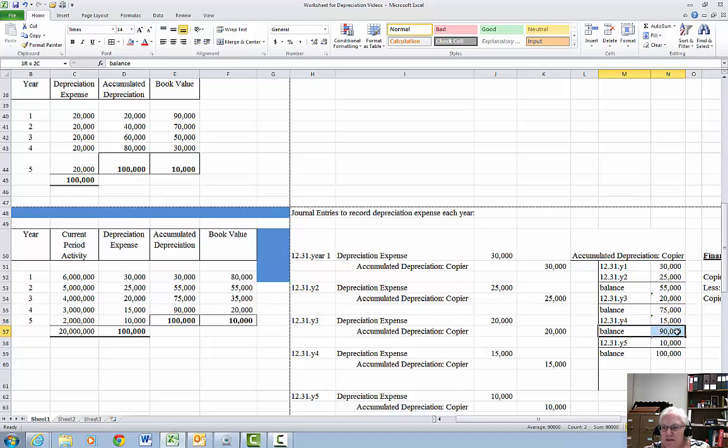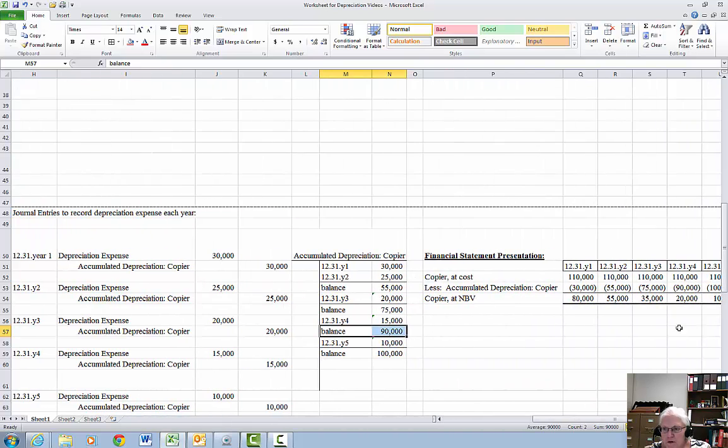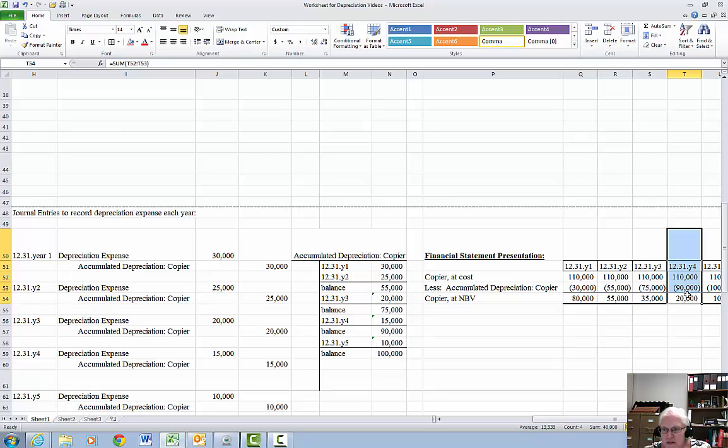So now my balance is 90,000. You cannot depreciate below salvage value. If I take 110 minus 90, I'm going to show a book value of 20, which will show up on my financial statements. 110 minus 90 is 20.